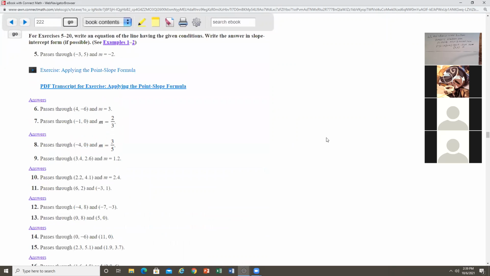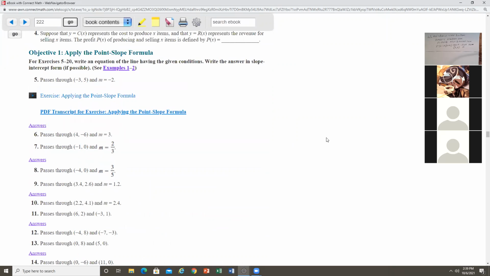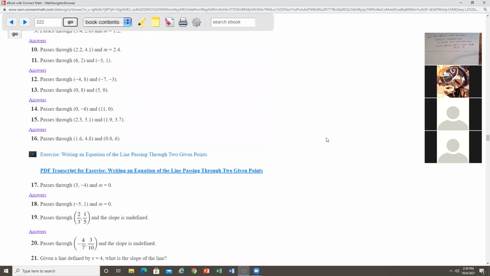All right, and on page 222, I wanted to go over number 12 here. For these problems, it says write an equation of the line having the given conditions, write the answer in slope-intercept form if possible. Problem number 12. We have seen a problem like this, but in the past, ladies and gentlemen, we used the slope-intercept form to write the equation of the line.